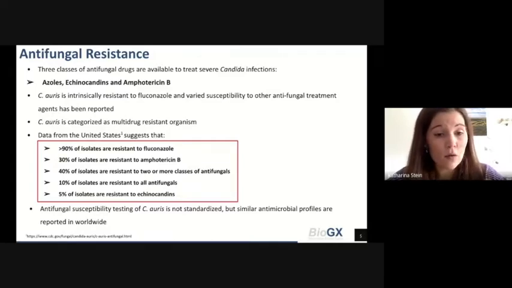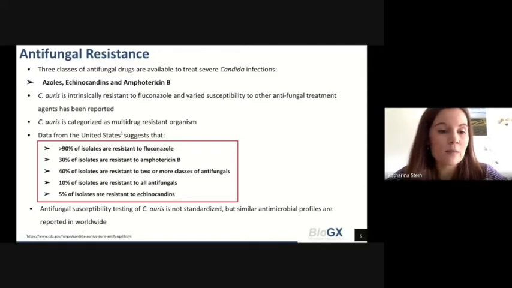to antifungals overall. So this means that the clinicians are really running out of options because if isolates are resistant to azoles and to amphotericin B, the first line of treatment is usually echinocandins, but resistance to this drug has also been reported. About 5% of isolates are resistant to this drug as well. And to make matters even worse, there's not really a standardized antifungal susceptibility testing for Candida auris that's being implemented in different countries or in different regions.